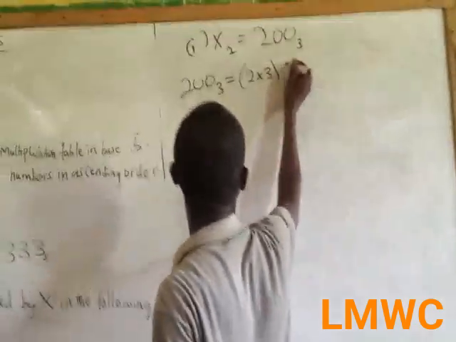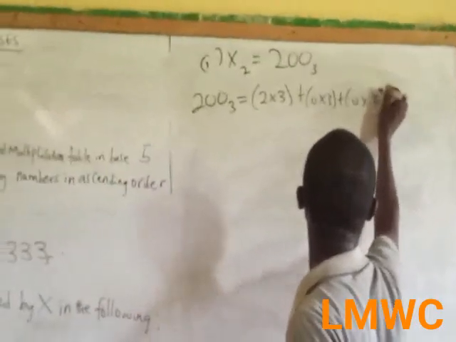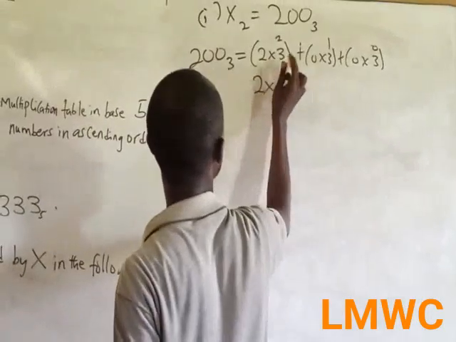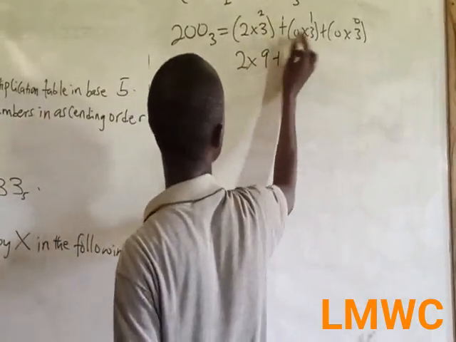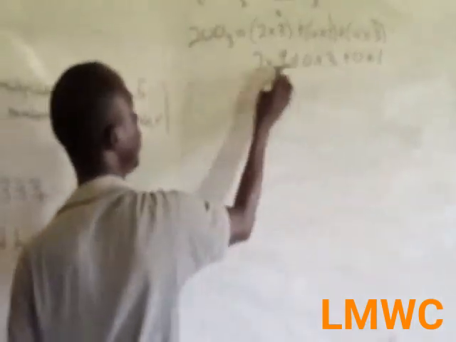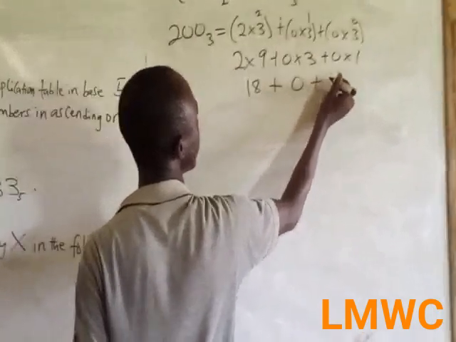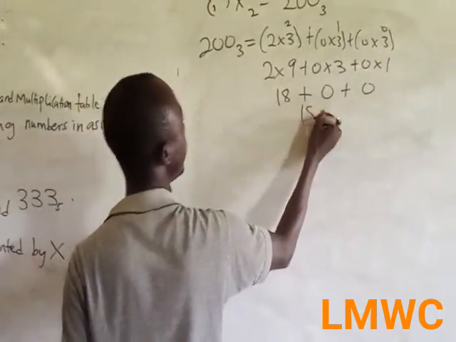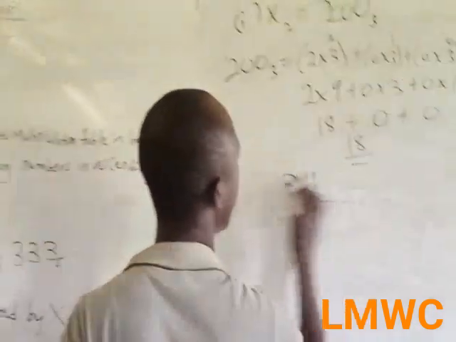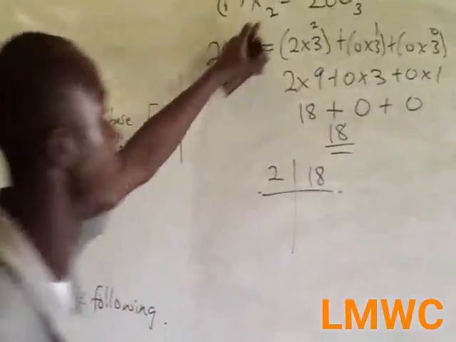2 times 3 plus 0 times 3 plus 0 times 3, with powers 0, 1, 2. 2 times 3 squared is 2 times 9, plus 0 times 3, plus 0 times 1. 2 times 9 is 18, plus 0 times 3 is 0, plus 0. So I'm having 18 here. So you convert this to base 3. No, base 2, sorry. So 2, 18, because here is base 2.